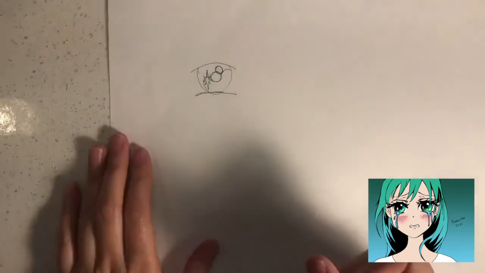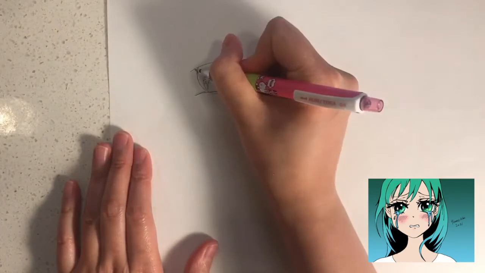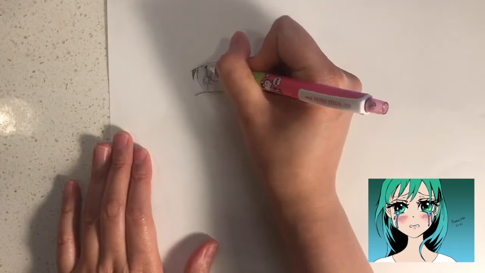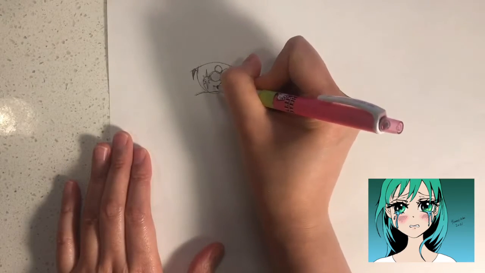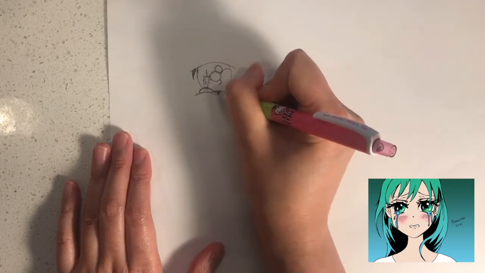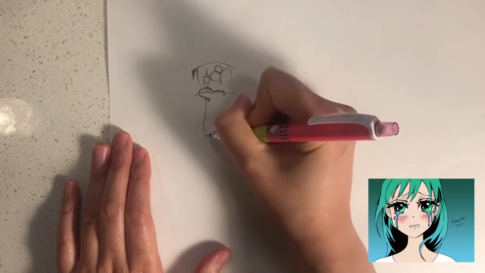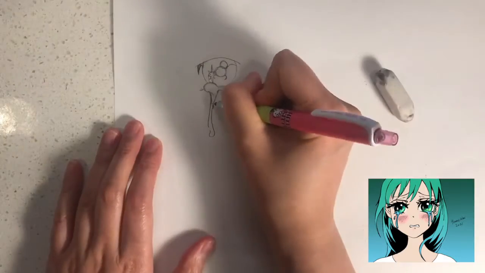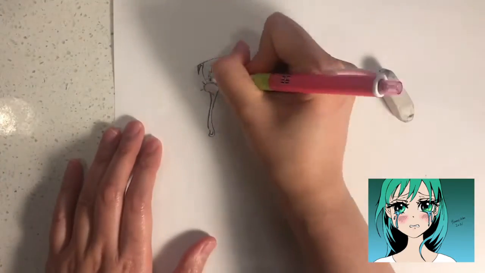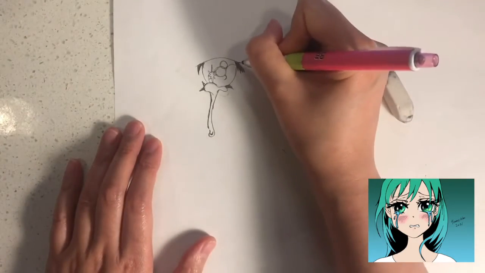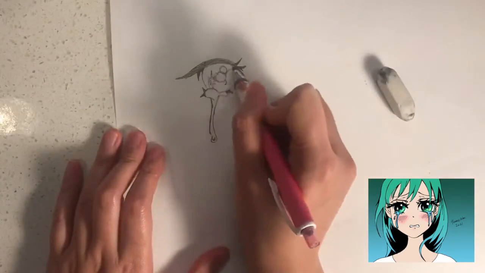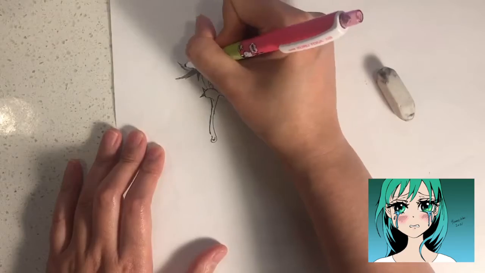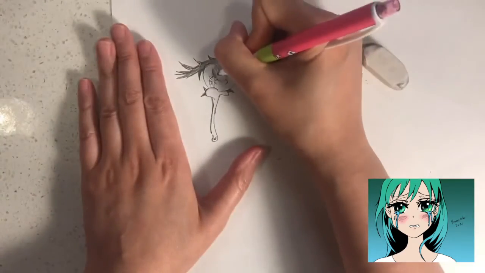Next, I would like you to draw some shape within the iris like this. And then I'd like you to draw the top eyelash. Next, I'd like you to draw a teardrop like this. Next, I'd like you to draw the eyeliner like this, and then some eyelashes like this.